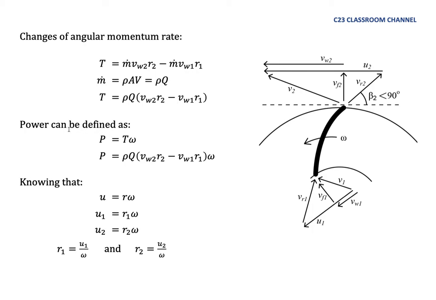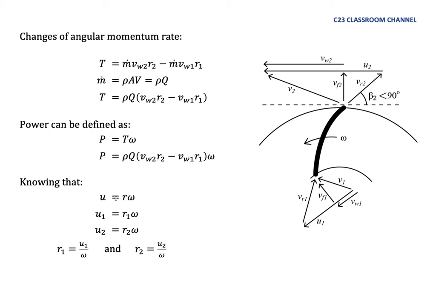And then we also could define that power is torque times rotational speed, T and omega. From these terms, T is equal to rho Q, V whirl 2 r2 minus V whirl 1 r1, times omega. As I explained in the previous lesson, omega here is in radian per second. However, the velocity V whirl is described in meter per second. So we need to change the unit of r omega into linear units.